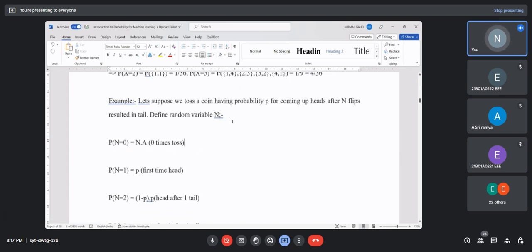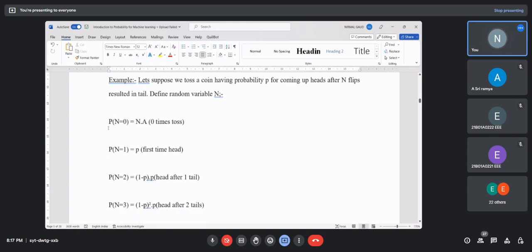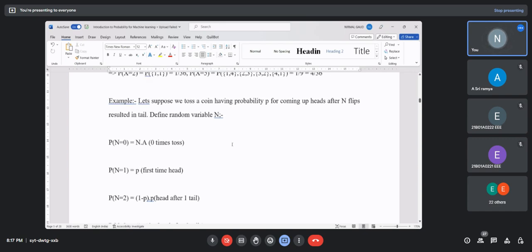Let us suppose we toss a coin, and the probability P for coming up heads after n flips results in a tail. Define a random variable. What will be the random variable for that? N is the number of times you are going to toss a coin, and I'm going to check the probability of coming up heads. If you are not going to toss the coin, the number of times is 0, so the probability is NA.